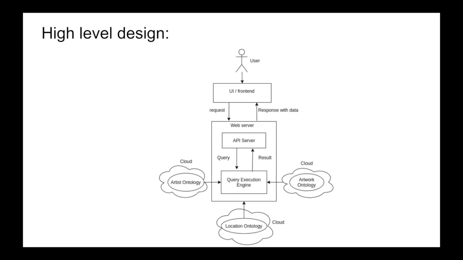We have three different Fuseki servers. We have artist ontology, artwork ontology, and location ontology in three different Fuseki servers. So the query execution engine gets the results and then sends back the information to the UI, where the information is presented to the user.